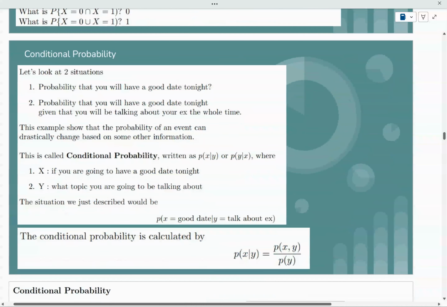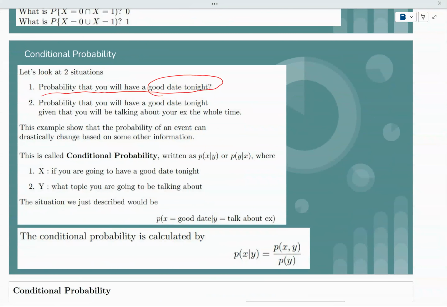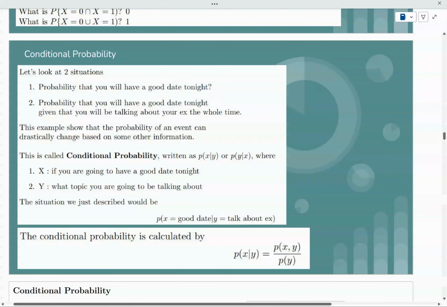All right. So the next concept we're going to cover is called conditional probability. Let's look at these two situations. Let's say you're going on a date tonight. What is the probability you're going to have a good date? And then, second question, what is the probability you're going to have a good date given that you'll be talking about your ex the whole time? So most people would say that the probability of A would be very different from B, right?